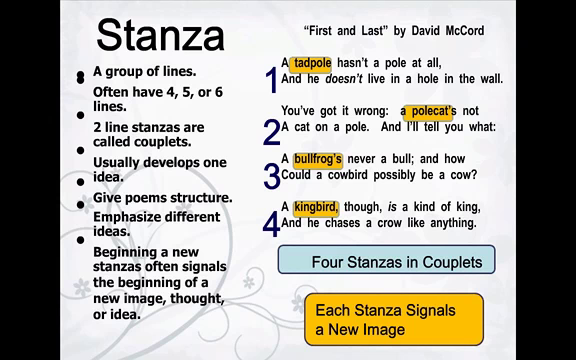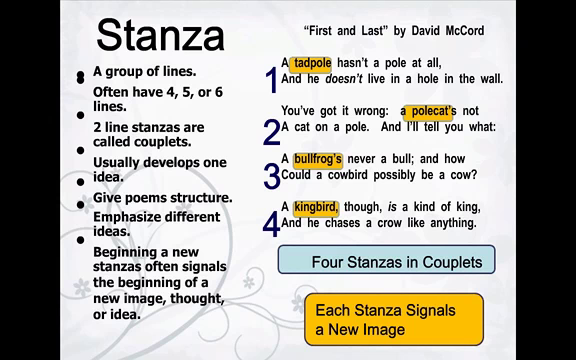Stanzas are groups of lines, as we mentioned before. Often 4, 5, or 6 lines are the most common ones, although you do have some 2-line stanzas and couplets, especially when it comes to sonnets. Rhyming couplets are typically used there. Usually a stanza develops a singular idea, so a poet might use stanzas if there are separate concepts or ideas that they want to give within that poem. It also provides structure and can emphasize those ideas. Beginning a new stanza often signals the beginning of a new image, thought, or idea.